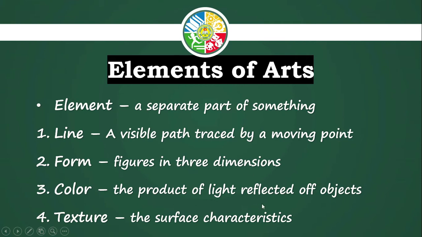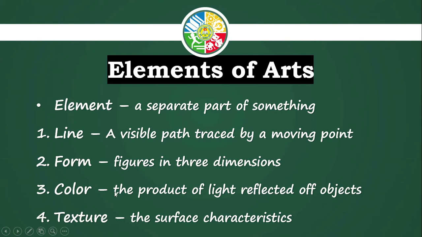Color is the product of light reflected off objects. So, this is primarily the definition of color. But anyway, we already know what color means. And the color makes the artwork more beautiful and presentable. Texture refers to the surface, the characteristics of the surface. If the surface is rough, smooth, and so on.